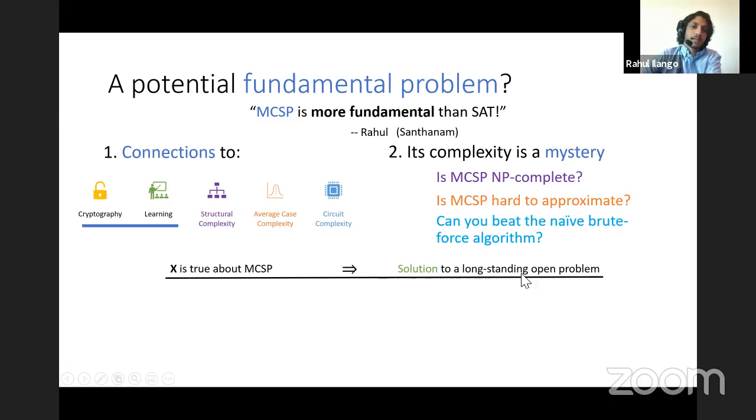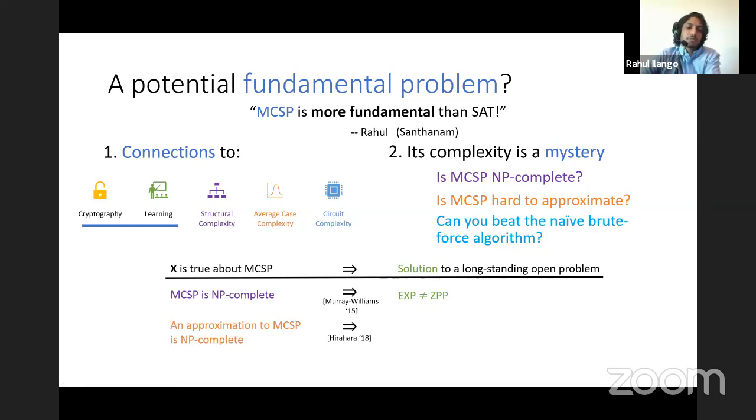Okay, so what do I mean by that? Well, suppose MCSP is NP complete. Now, Murray and Williams actually show that this implies a breakthrough complexity class separation, EXP is not equal to ZPP. If you can show that an approximation to this problem is NP complete, then by a wonderful theorem of Hirahara, you get that computing NP on average is actually as hard as computing NP in the worst case. Now, it's not clear exactly what these terms mean. I'm going to talk about this a little bit again later, so we'll circle back there.